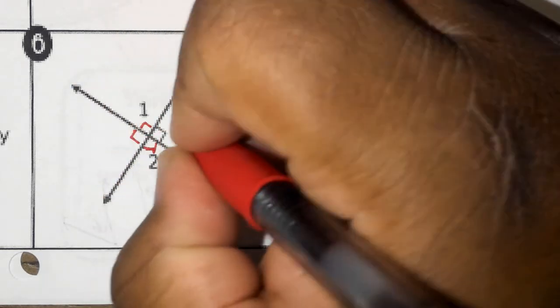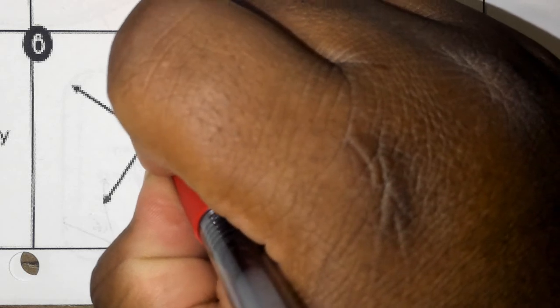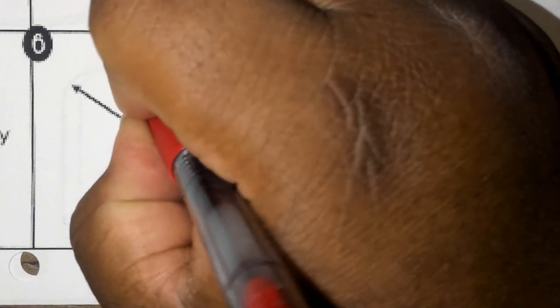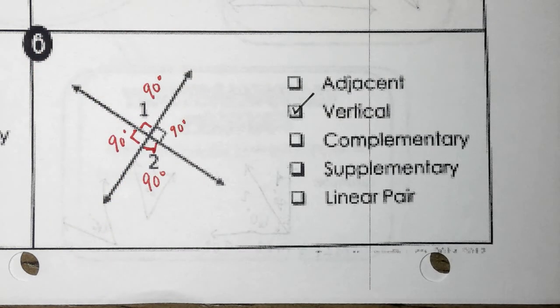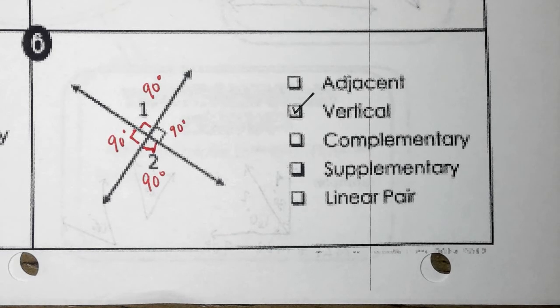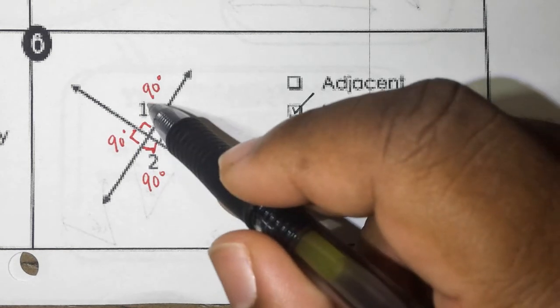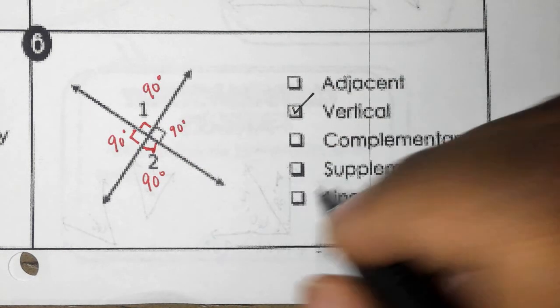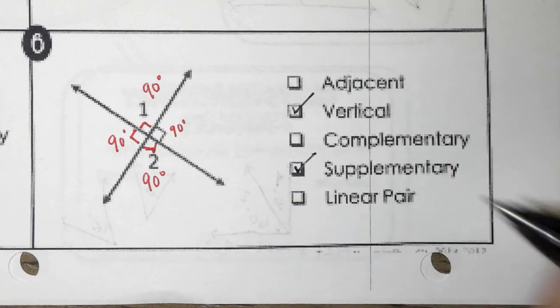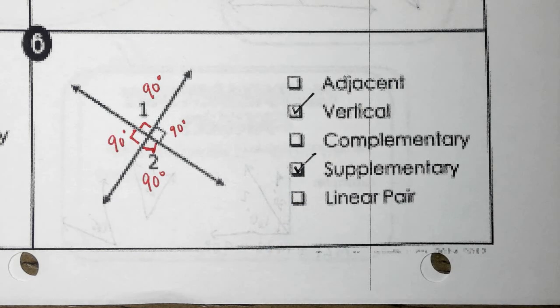So all these angles are 90 degrees, right? 90, 90, 90, 90. But we're only comparing angle 1 and 2. That's the case. Angle 1 and 2 are both 90. So are they complementary? No. Angle 1 and 2 are both 90. Add those together gives you 180. They are supplementary. Now, supplementary, are they a linear pair? No, because they don't form a line.